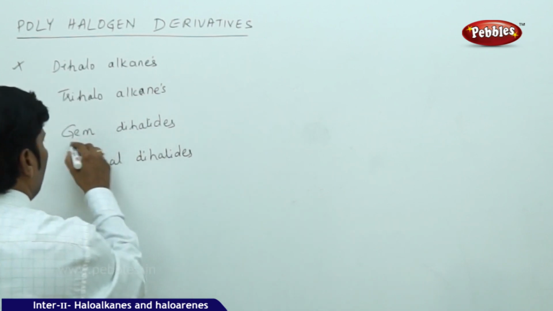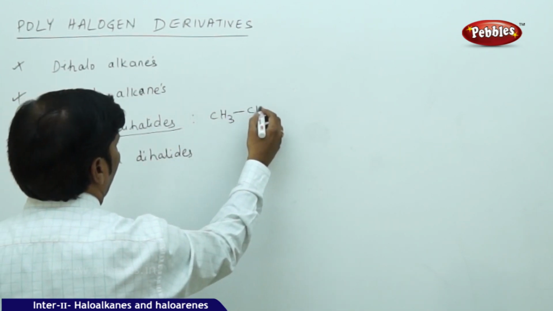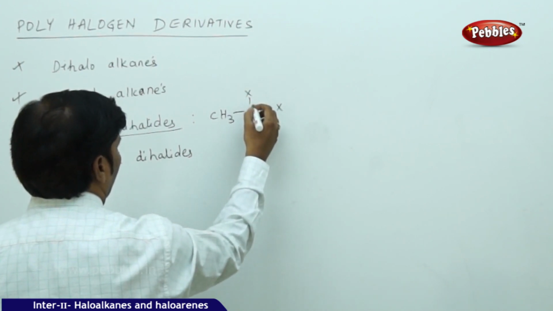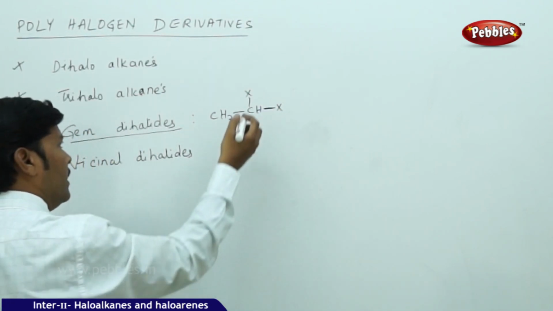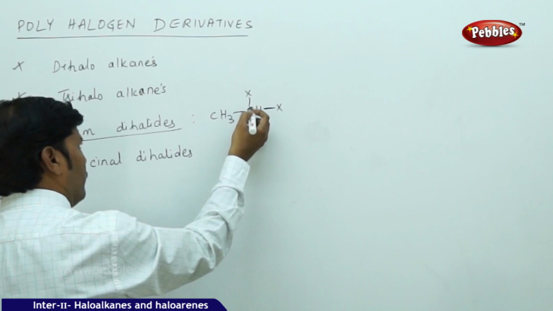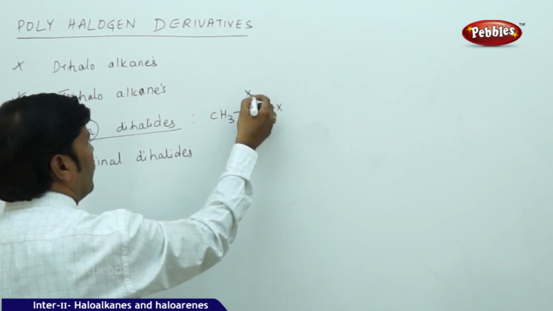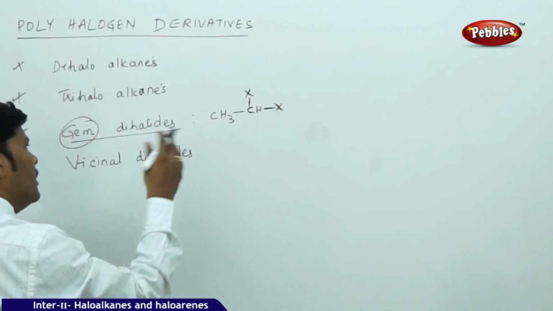If you go for gem dihalides, it's very simple to understand. Take a particular carbon chain, and if more than one halide is attached to a single carbon, you can see that both the halogens are bonded to the same carbon. What you need to understand here is the word gem indicates that the two halo groups are bonded on the same carbon. This is a gem dihalide.